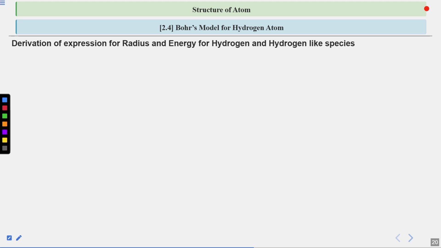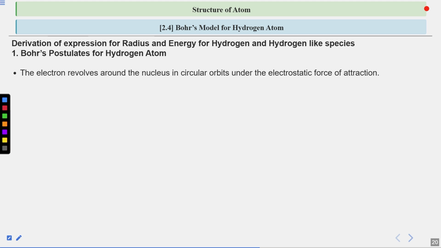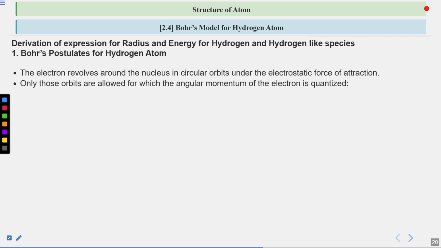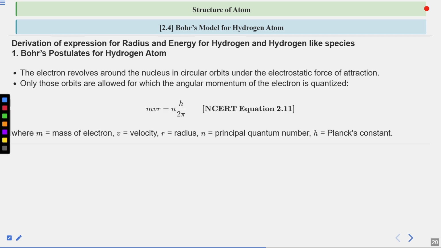Now how do we derive this formula? This is very important. It is there in your JEE syllabus and in your NEET syllabus as well. First, we know that electrons are revolving around the nucleus under the electrostatic force of attraction. And it can only revolve in those orbits where angular momentum is quantized, meaning only certain angular momenta are allowed, which are integral multiples of h by 2 pi. So we can say from the previous equation that mvr is equal to nh by 2 pi.